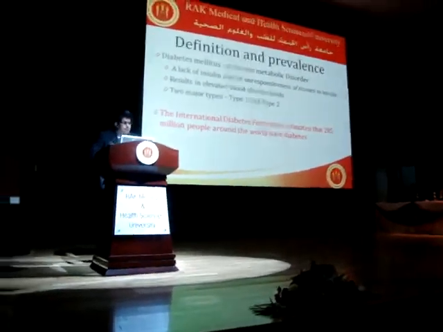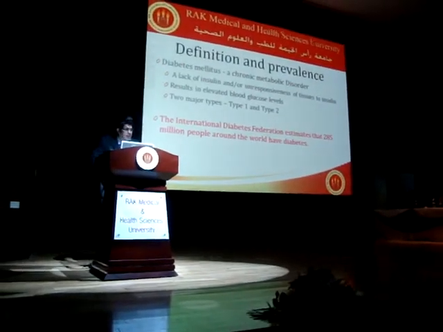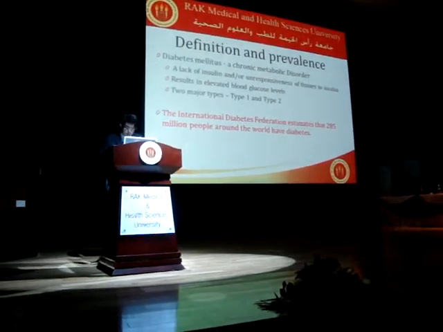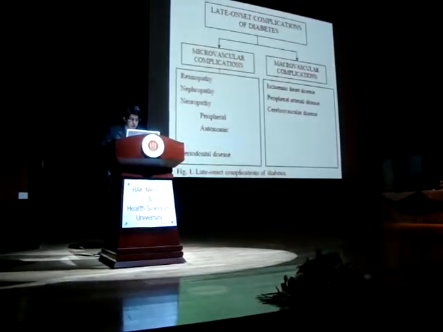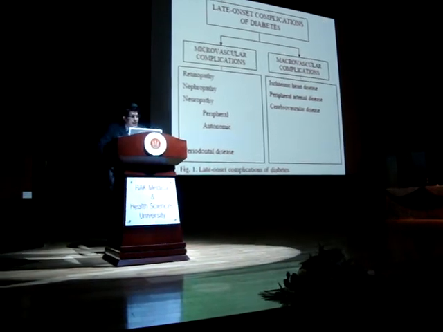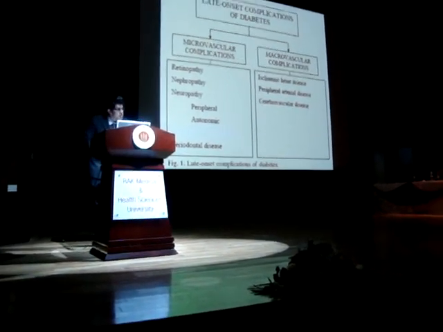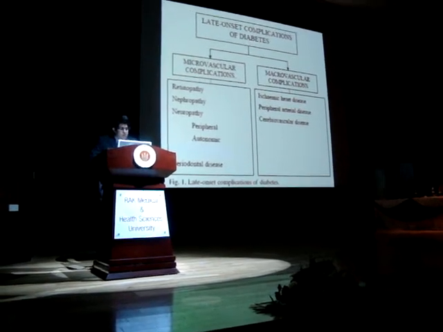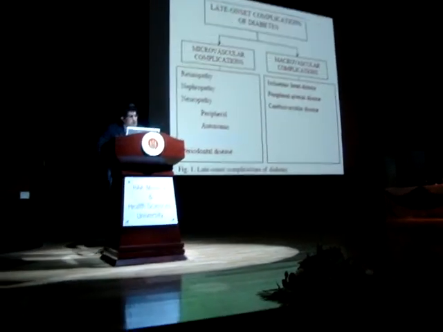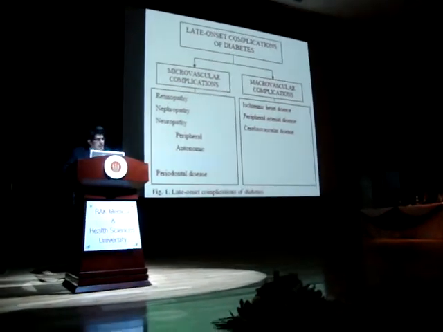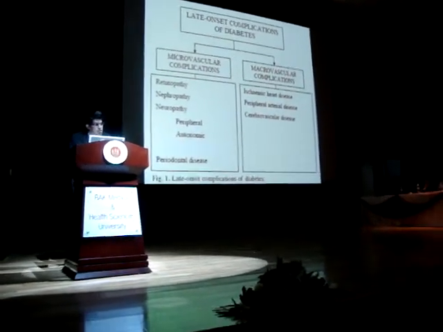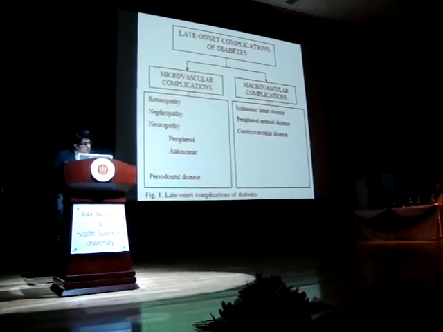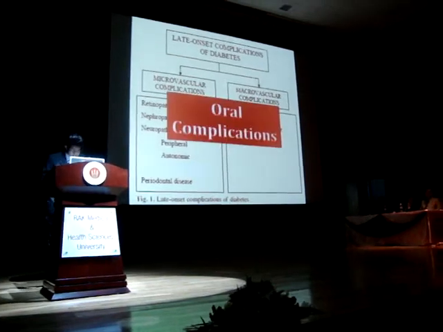So, moving on to our topic, diabetes is simply defined as a chronic metabolic disorder. The International Diabetes Federation estimates that 285 million people around the world have diabetes, something really important to worry about. The complications of diabetes are widely known, two very important complications: microvascular and macrovascular complications. The oral complication is not of much difference, but a combination of both these complications that lead to impaired white blood cell function, decreased collagen synthesis, increased collagen degradation, and finally leads to oral complications.